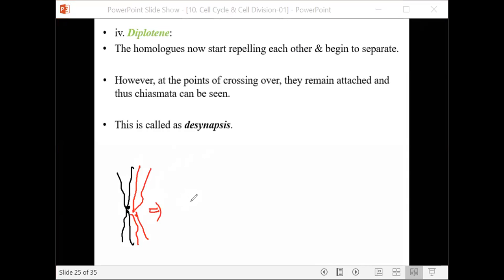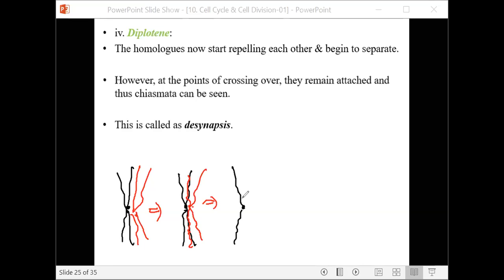In pachytene, what we saw was the synaptonemal complex has formed and they are overlapping with each other. Okay. Now in diplotene, what is happening? They are going away from each other. Reverse of synapsis. Recombination is done. Okay, so this is desynapsis.